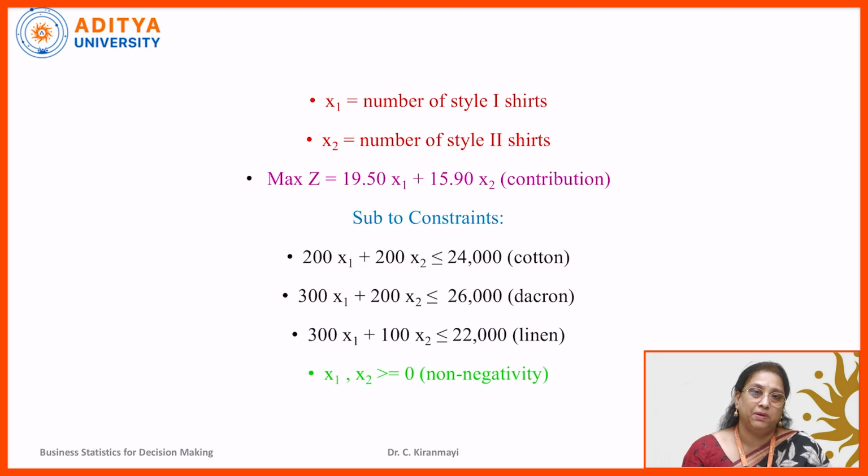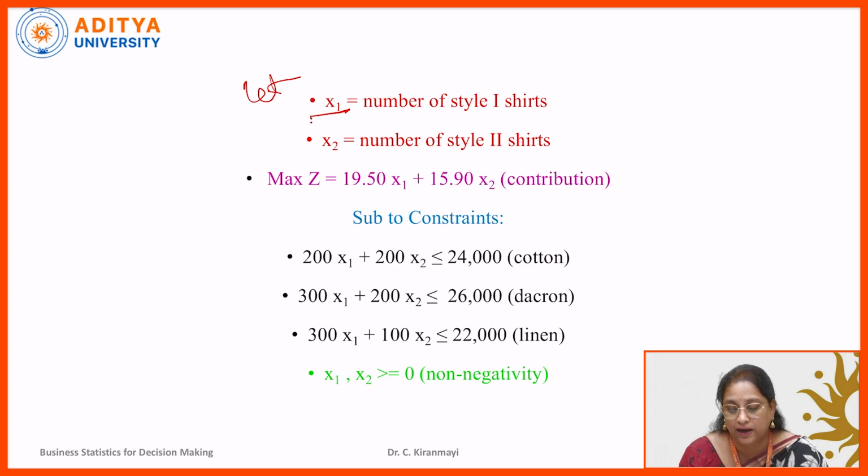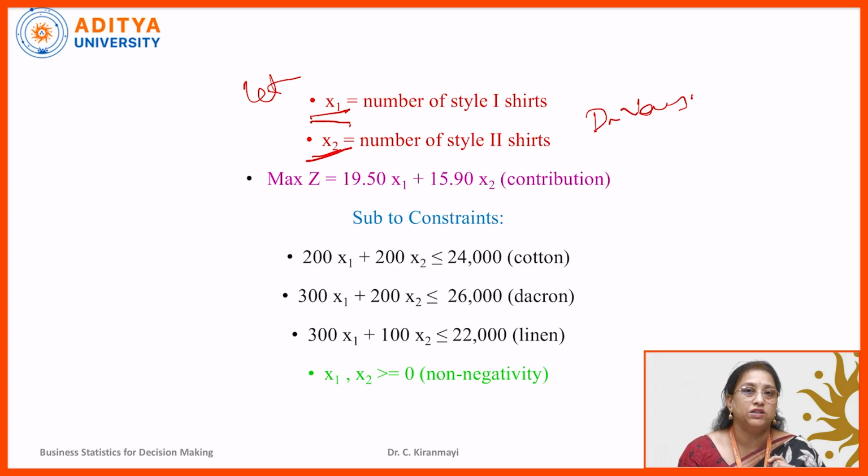Before formulating the problem as a linear programming problem, we must understand whether all the prerequisites, requirements and conditions are fulfilled or not. Let us define the decision variables x1 and x2. Since the firm is producing two types of shirts, the question in front of the manufacturer is how many units of style 1 and how many units of style 2 shirts are to be produced. Let x1 be the number of style 1 shirts to be produced, and let x2 be the number of style 2 shirts to be produced. The decision variables are defined.